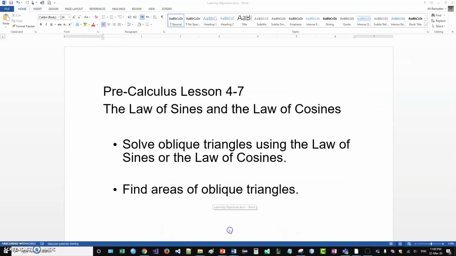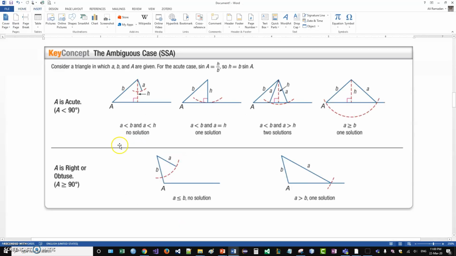Hello all. Today we're continuing with lesson 4.7, the law of sines and law of cosines, and we're still looking at solving oblique triangles using the law of sines or the law of cosines. But we're looking at something new, namely the ambiguous case of SSA. So if we're given a triangle with a given angle and two sides, and one of the sides is opposite to the given angle, in this case side A and angle A, and side B. We have two cases.